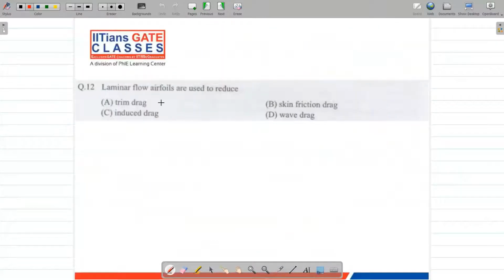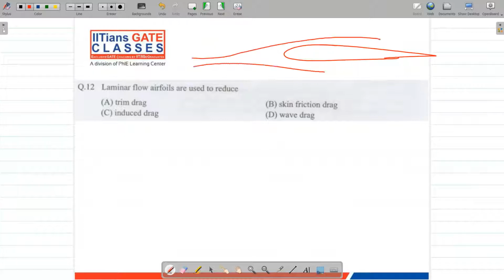Right. Now, in this question, a theory question, laminar flow airfoils are used to reduce what? Laminar flow airfoils are a particular type of airfoil which gives you the best performance as long as the flow is laminar, or they ensure that there is laminar flow over the airfoil, providing very little turbulence to the flow field. So we use such airfoils. The main reason why I use a laminar airfoil is to prevent the flow becoming turbulent.